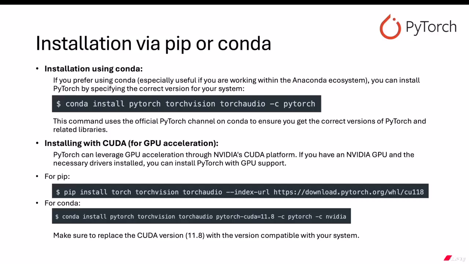Installing with CUDA for GPU acceleration. PyTorch can leverage GPU acceleration through NVIDIA's CUDA platform. If you have an NVIDIA GPU and the necessary drivers installed, you can install PyTorch with GPU support. For pip, you can say pip install torch torchvision torchaudio --index-url and give the URL https://download.pytorch.org/whl/cu118. And for conda, install pytorch torchvision torchaudio pytorch-cuda=11.8 -c pytorch -c nvidia. Now make sure to replace the CUDA version 11.8 with the version compatible with your system.